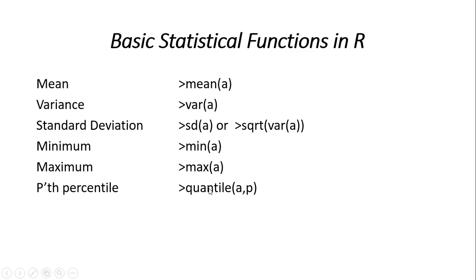And if you wanted to know the value of a certain percentile, okay, we would use this quantile function. So for example, if I wanted the 60th percentile of my variable A, I would use the quantile command A, and then in place of p, I would enter 0.60. So here we're entering the percentile expressed as a decimal.